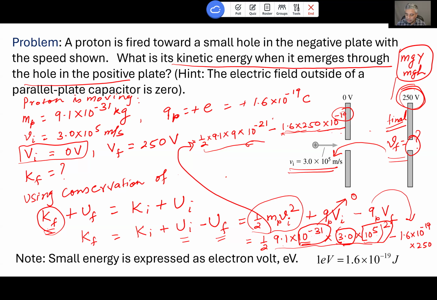But I think carefully use the calculator and come up with the number, and that's going to be in joule, okay? And divide that number by this 1.6 times 10 to the power negative 19 joule per electron volt. Then if you do that, then this is going to be in electron volt, okay?